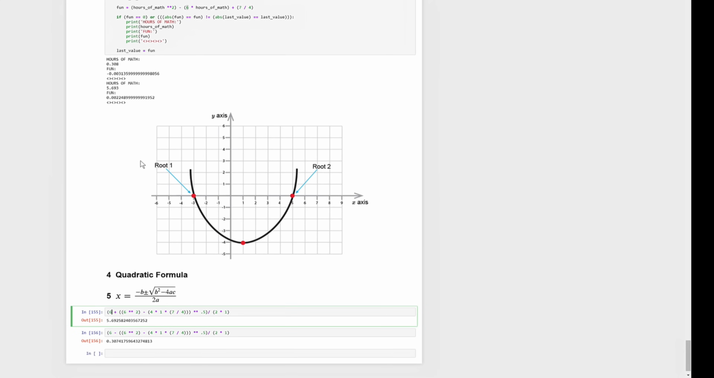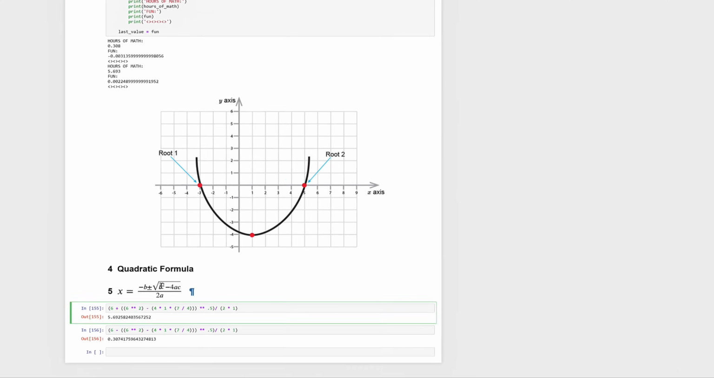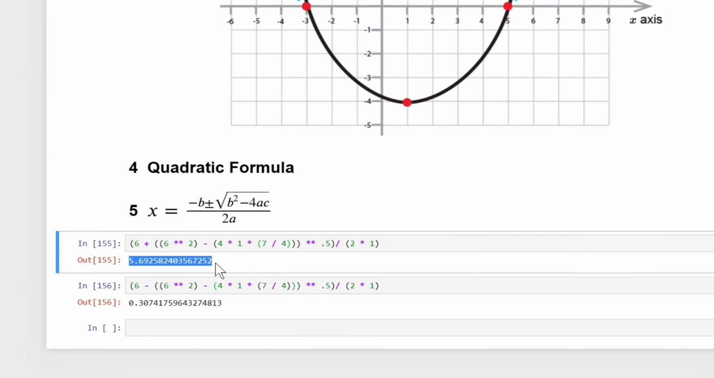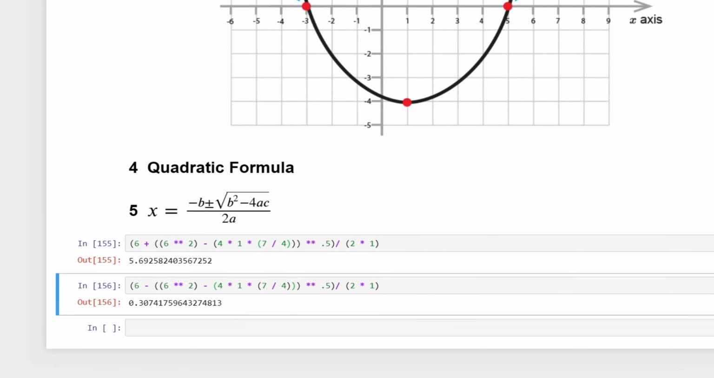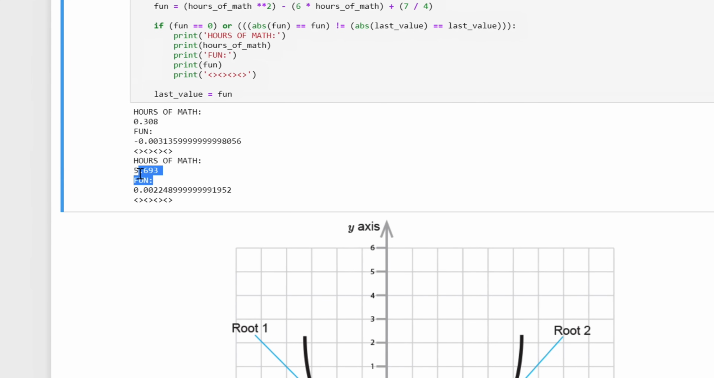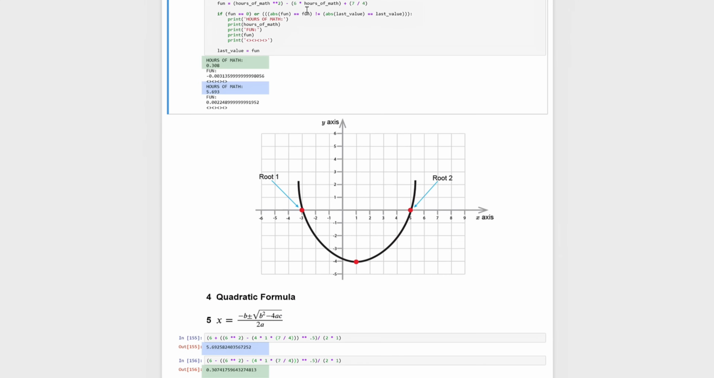b was equal to negative 6. So in this case, negative b is 6, and then I plugged everything in here. c was equal to 7 over 4, and a was equal to 1. So just plugging this in here using Python as a calculator, I got the two answers, which are 5.69258 and 0.37417. And you can see that these numbers are actually pretty close to the ones that we approximated, 0.308 and 5.693. And that was to 3 decimal places of precision. So our function works, and it gives us similar answers to the quadratic formula.